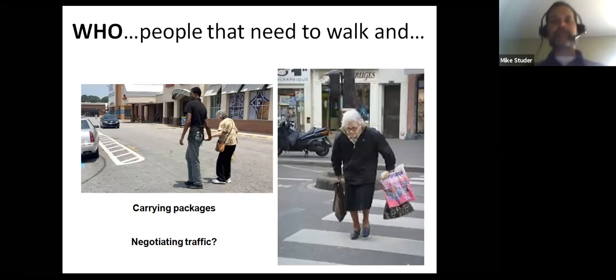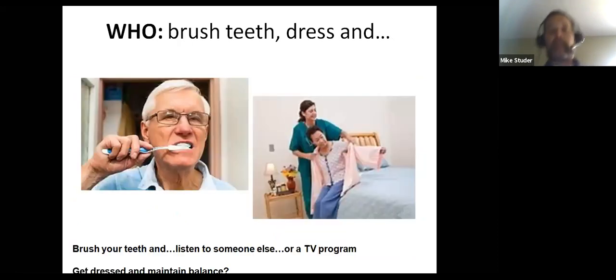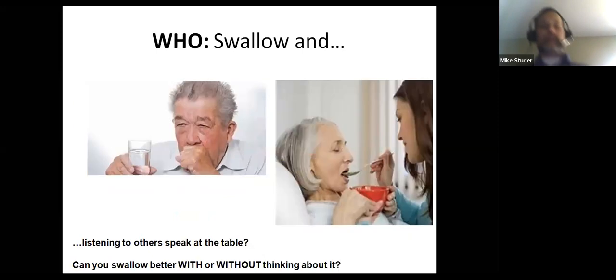People that need to be able to dual task include this slide that you see here, carrying packages or negotiating traffic. People that need to hurry to the restroom or combine a secondary task in. People that need to combine in an ADL or instrumental ADL while doing or participating in another task. Now, it may surprise you a little bit that I'm going to also suggest that includes swallowing. And I do that primarily because swallowing truly is a procedural memory, a task that by itself in solitude is procedural and automatized.